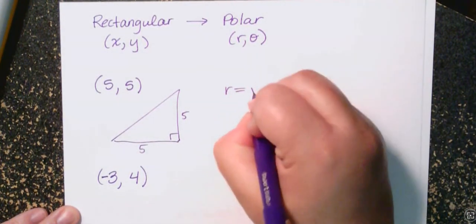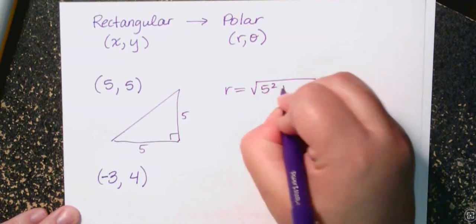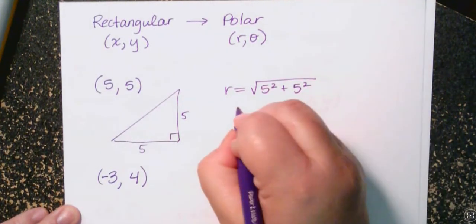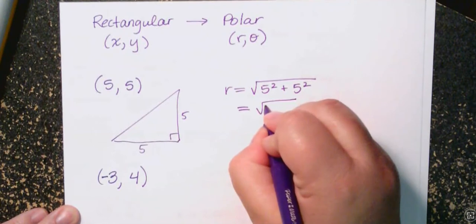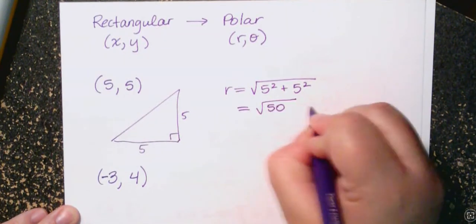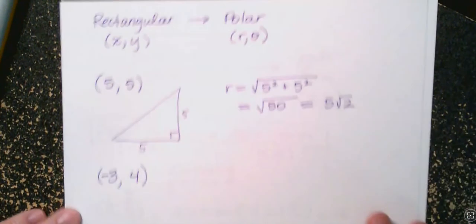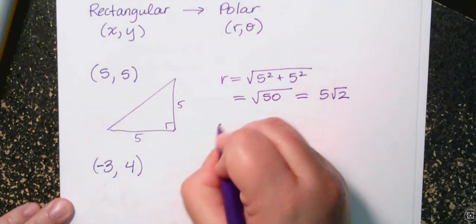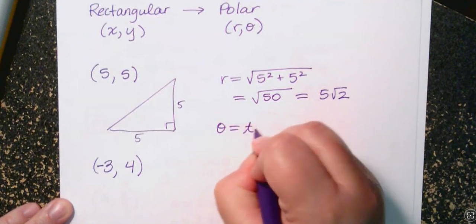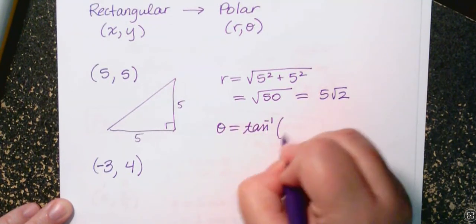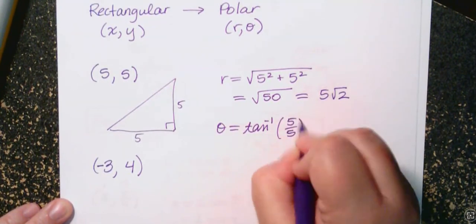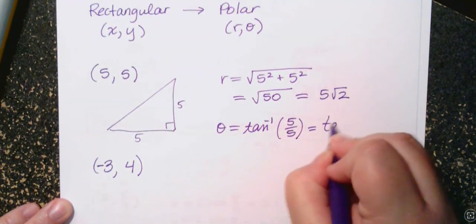So r is the square root of 5 squared plus 5 squared. That's the square root of 25 plus 25, which is 50. And that simplifies as 5 root 2. Okay, theta is the inverse tan of y over x, the inverse tan of 1 in this case.